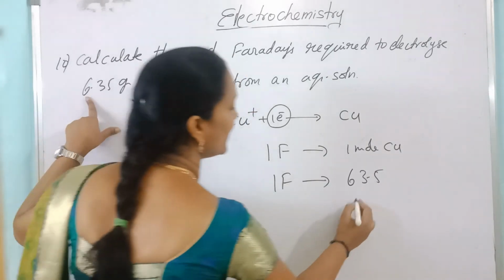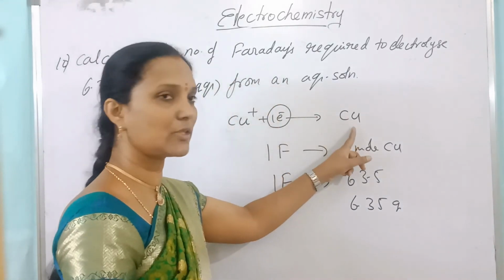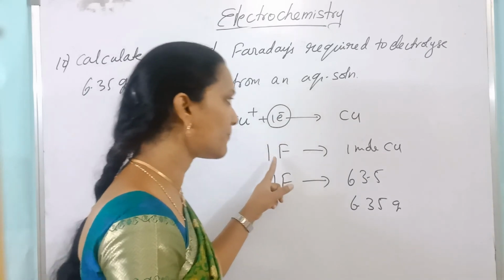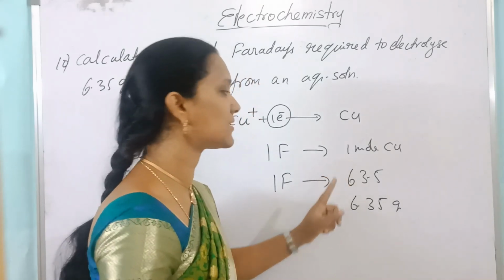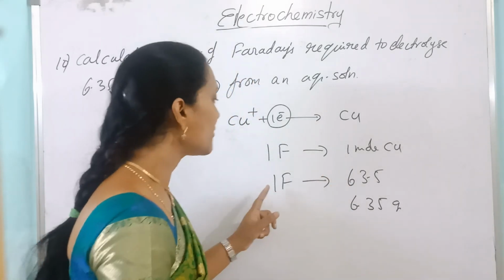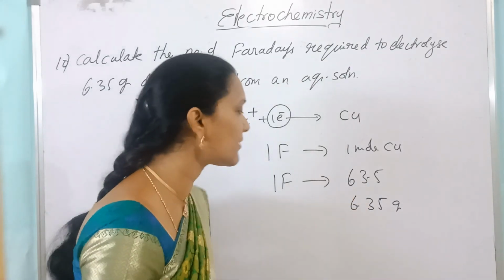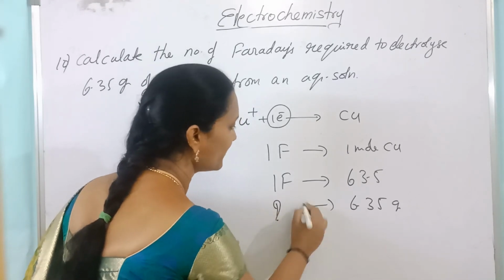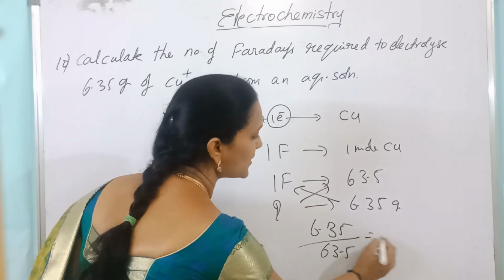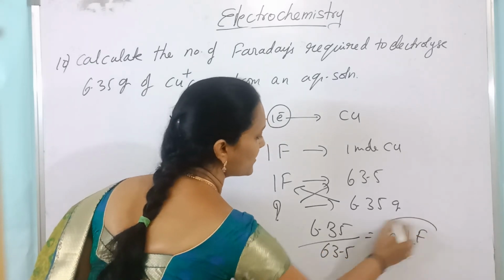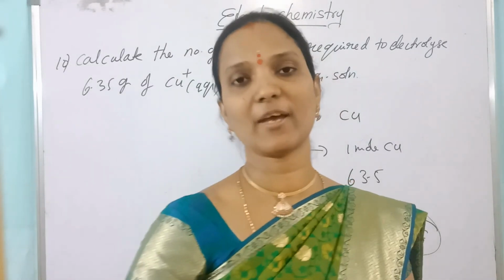So how much do we get with 6.35 grams? Cu+ plus 1 electron gives Cu. 1 electron means 1 Faraday. If 1 Faraday is passed, then 1 mole of copper will deposit. 1 mole of copper deposited means 63.5 grams deposited. Now for 6.35 grams, how much Faraday is required? So it is equal to 6.35 by 63.5, which is equal to 0.1 Faraday. So what is the answer? 0.1 Faraday. So this is about the problems related to Faraday's laws.